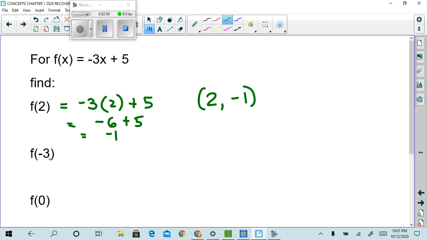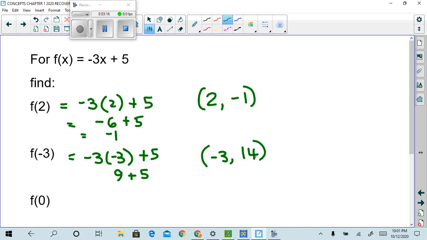Let's try inputting negative 3. Let's find the value of this function when we input negative 3. So our rule says to multiply by negative 3 and then add 5. Well, negative 3 times negative 3 is 9, and 9 plus 5 is 14. So when we input negative 3, we'll output 14. What happens when we input 0 into this function? We're going to get negative 3 times 0 plus 5. So when we input 0, we will output 5.